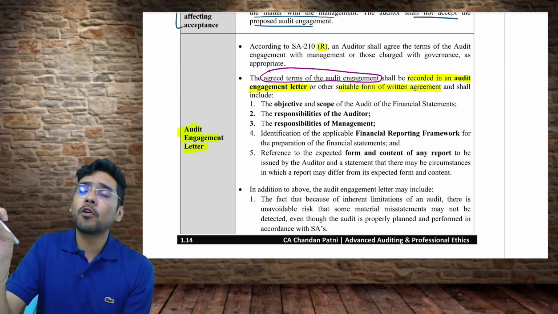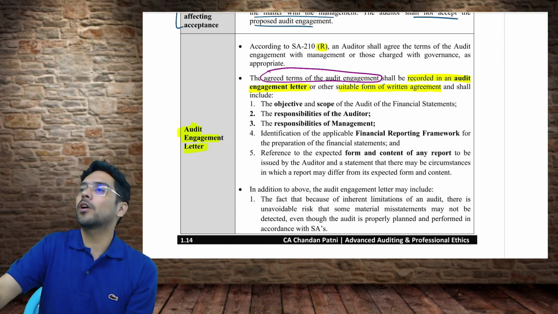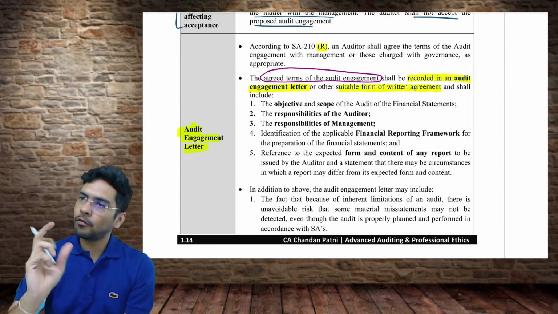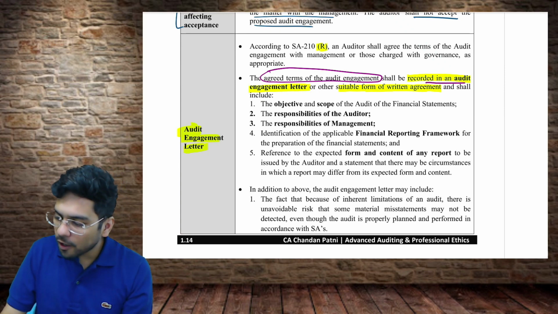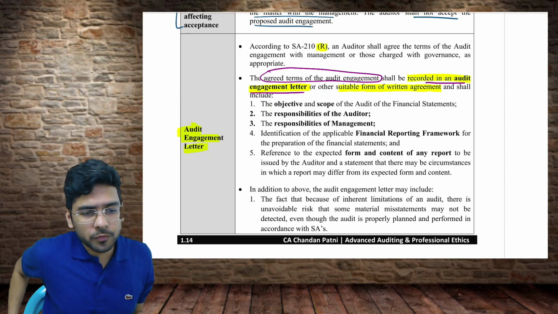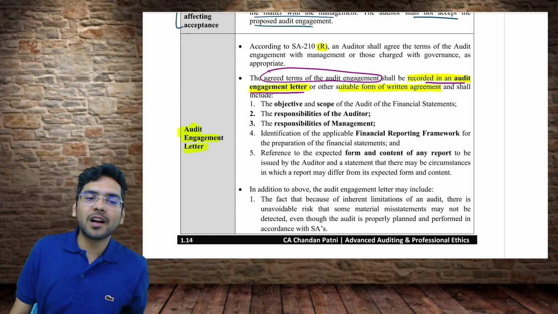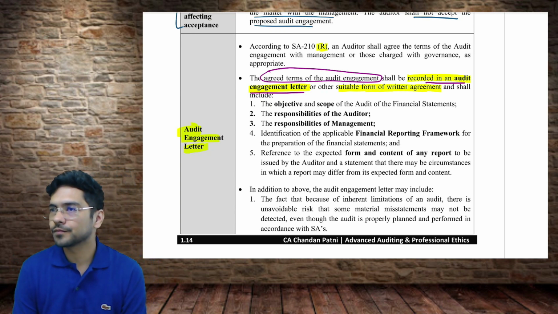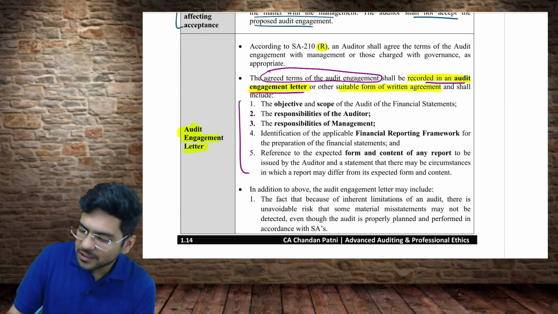What do you mean by the word engagement? Did I tell you? Engagement is work. So whatever terms of audit work we have finalized will be recorded in something called an audit engagement letter. Now a question can be asked from this part: what should be the contents of an audit engagement letter? So we are going to first cover these 5 aspects.